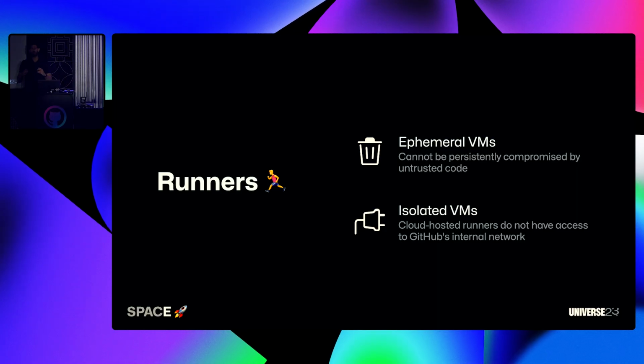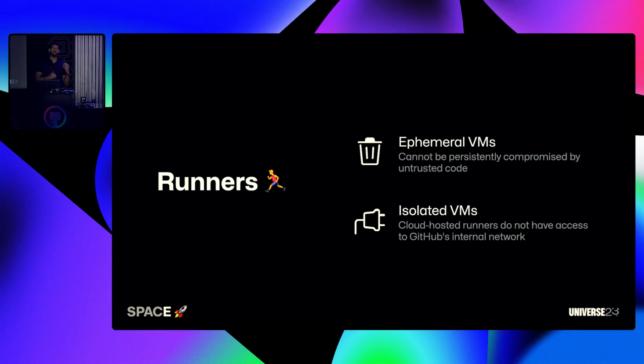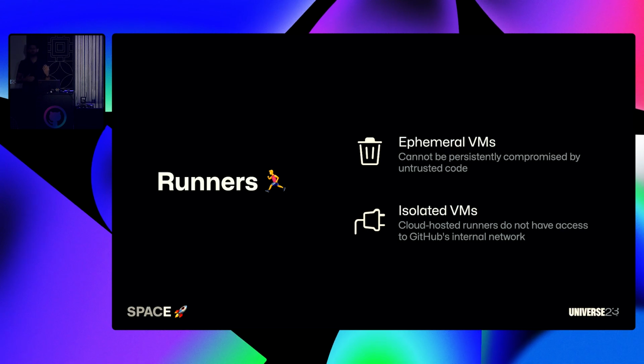Finally, we have runners. Our internal choice is cloud-based runners. And this is because they are ephemeral. They are also isolated. Their life is going to have an end at some point. So if they do get compromised, this level of compromise is going to expire.